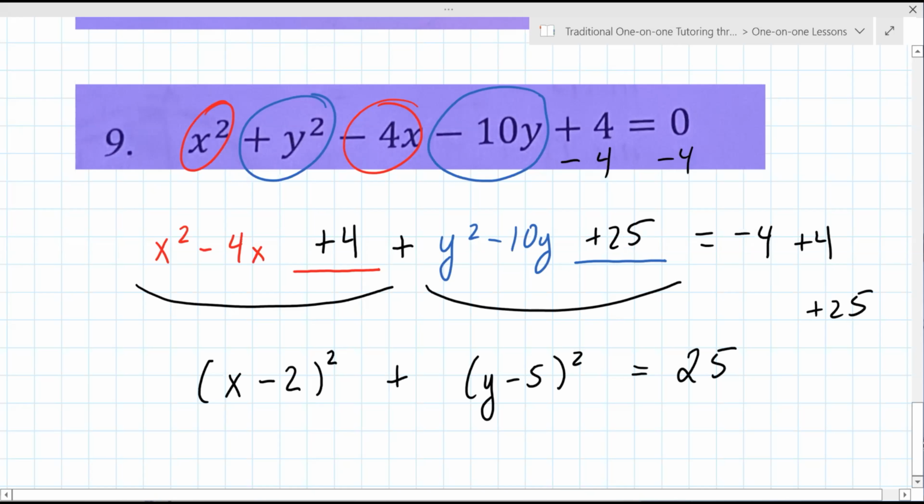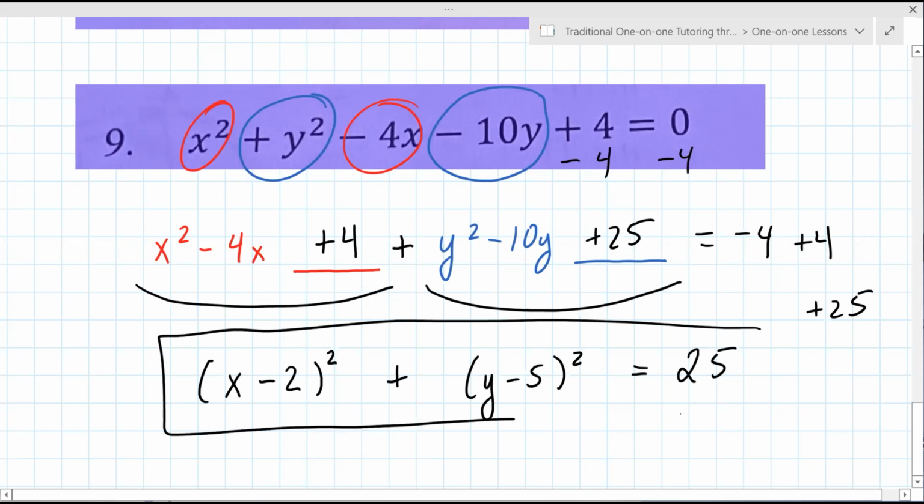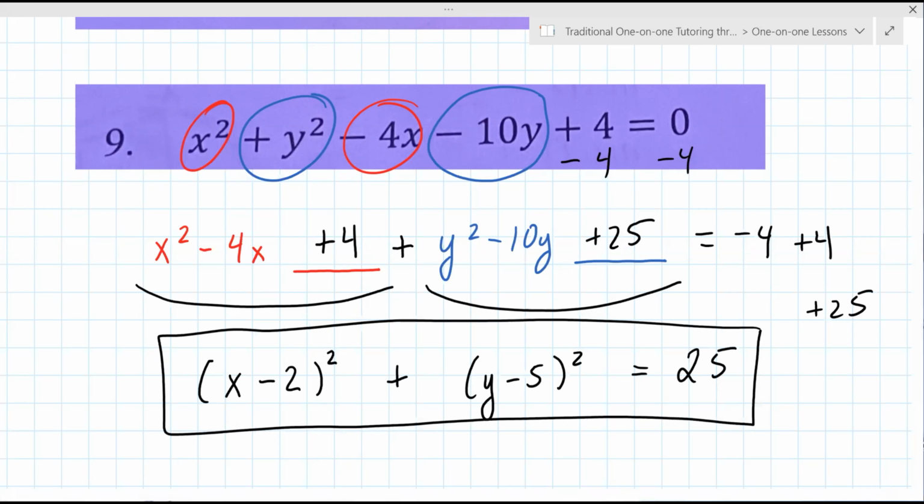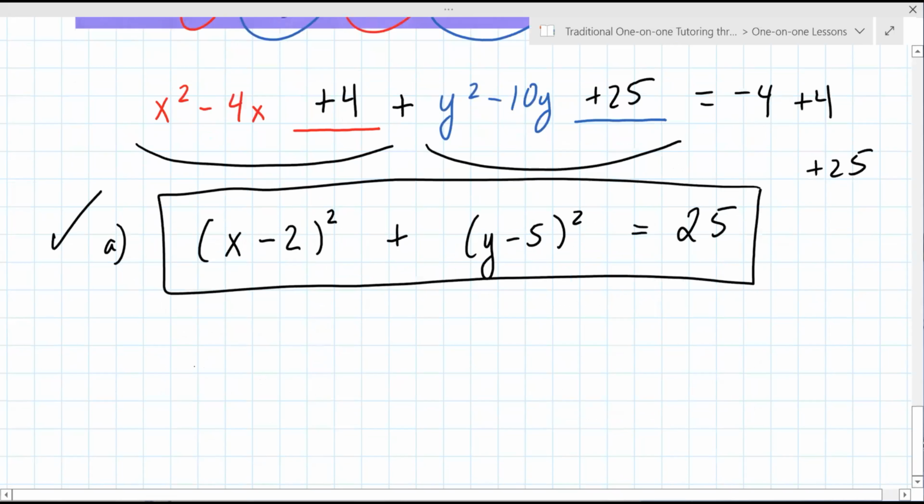Yep. And so this is your equation. That's your equation of a circle in standard form. See how the instructions say use completing the square to find the equation of the circle in standard form? That's part A. Part A we got. Now you have to find the center. We'll call that part B.